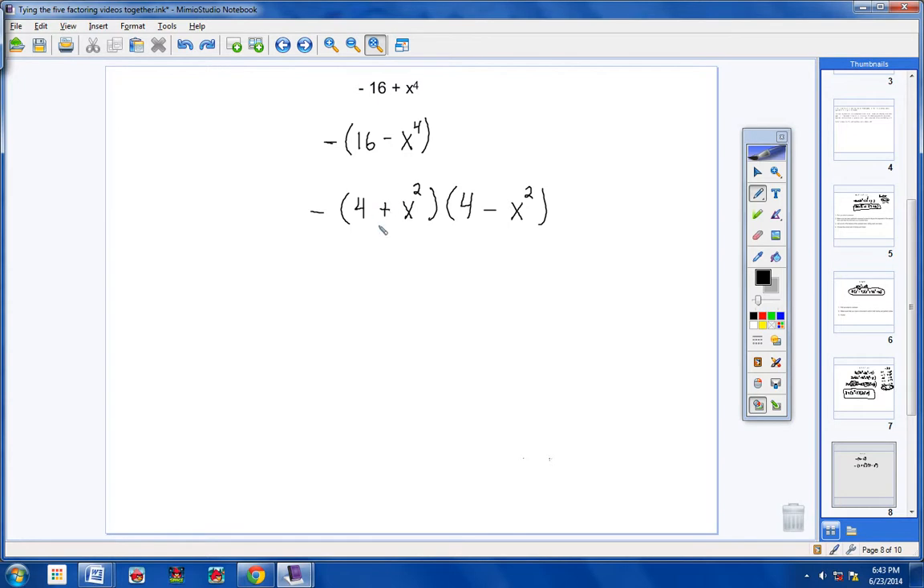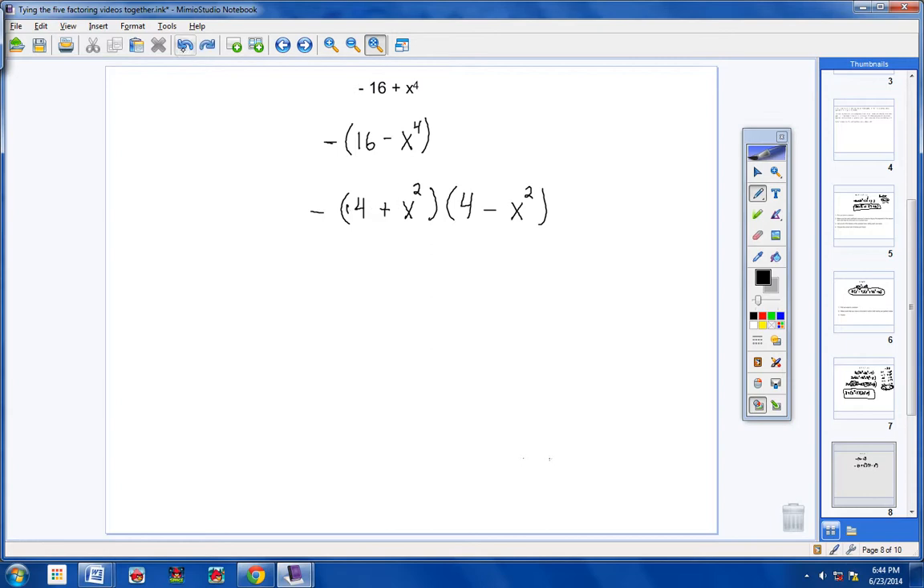When you look at this first parentheses, it cannot be factored any further. I mean, yes, you have a binomial. 4 is a perfect square. X squared is a perfect square, but remember, when you're factoring dealing with perfect squares, the first term has to be positive and this term has to be negative, and it's not.